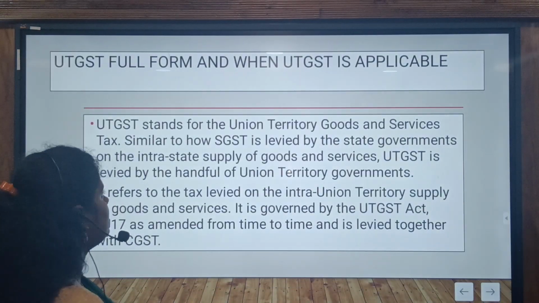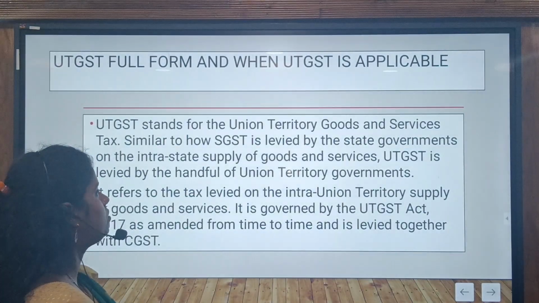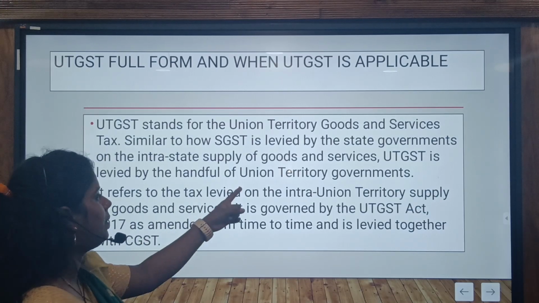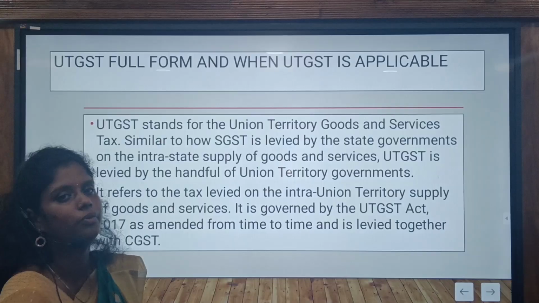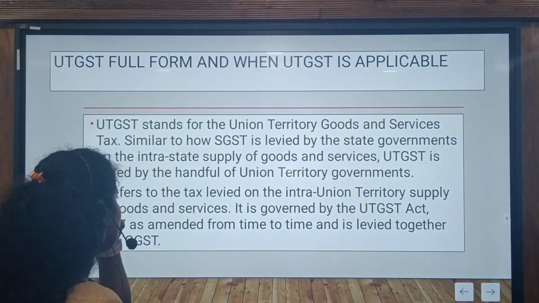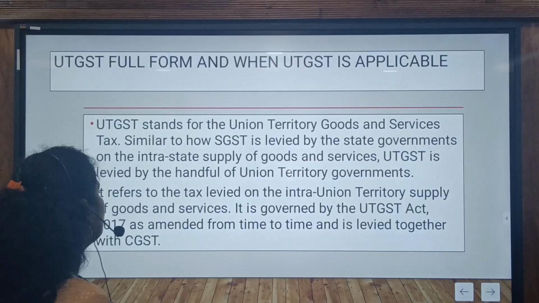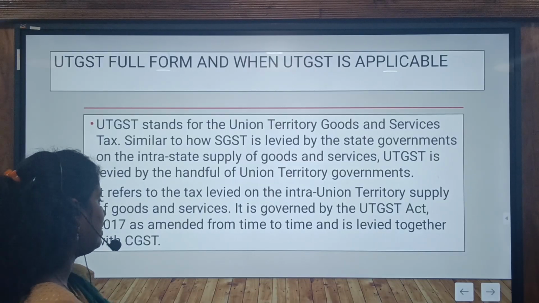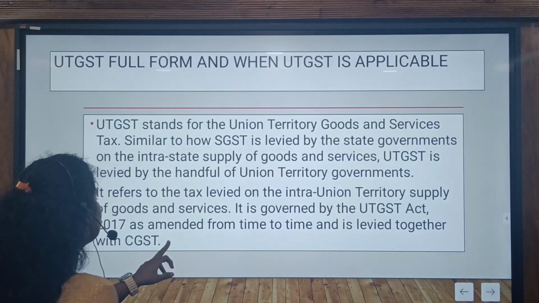Now UTGST. We all know the full form of UTGST, which is Union Territory Goods and Services Tax. Similar to how SGST is levied by the state government on the intrastate supply of goods and services, UTGST is levied by a handful of Union Territory governments. It refers to the tax levied on the intra-Union Territory supply of goods and services. It is governed by the UTGST Act 2017 as amended from time to time, and it is levied together with the CGST.